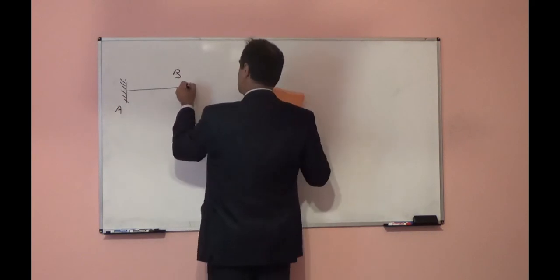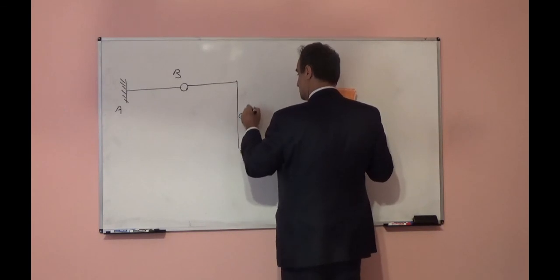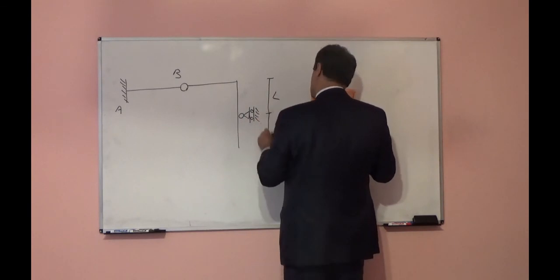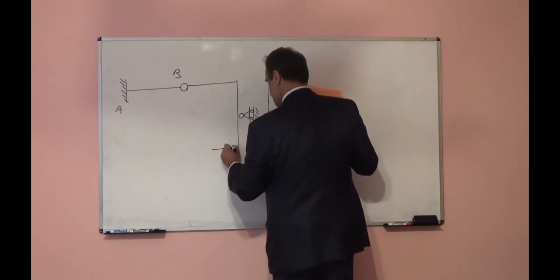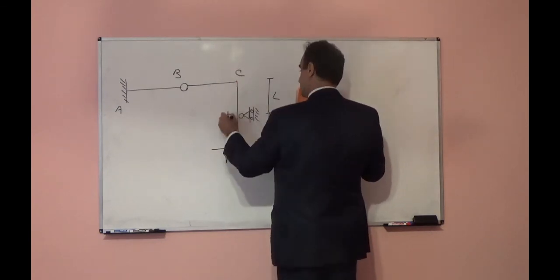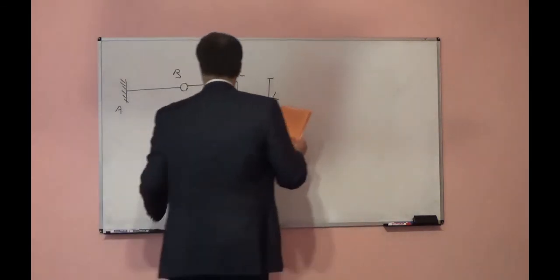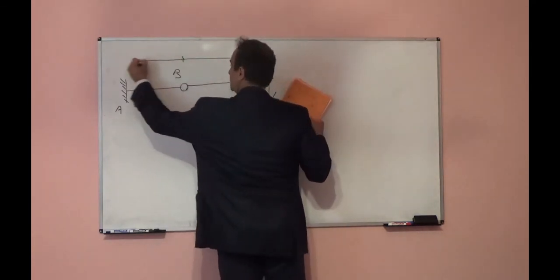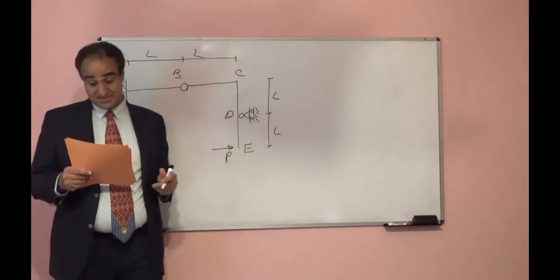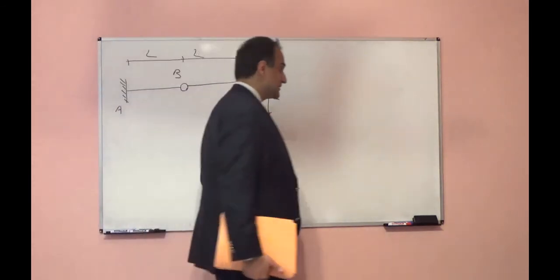A, B, L, L, P, A, B, C, D, E. We have this structure. These are L and L. EI is constant for the entire structure. We want to find the deflection at point B. What is the deflection at point B?